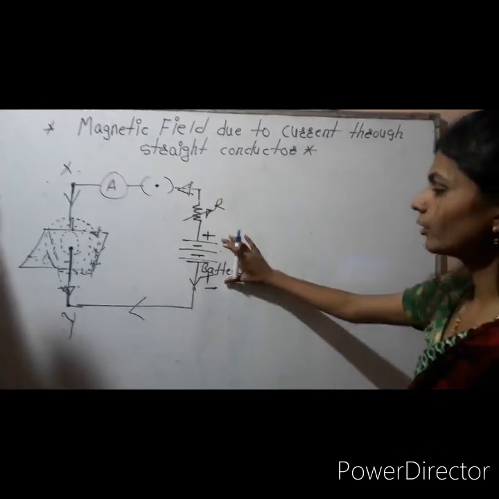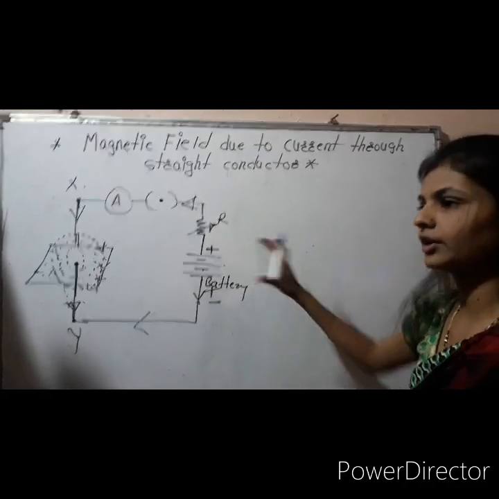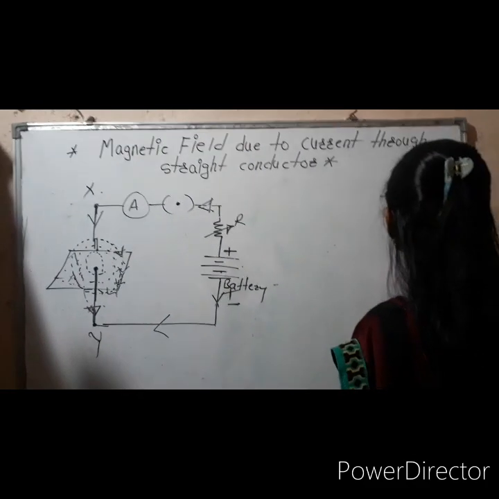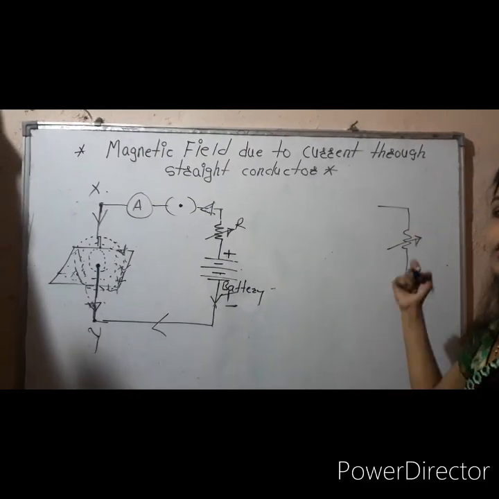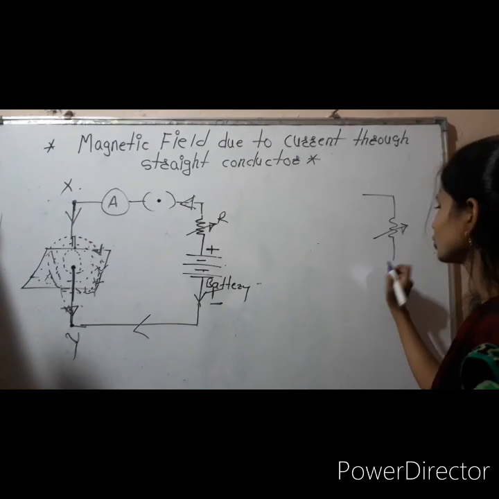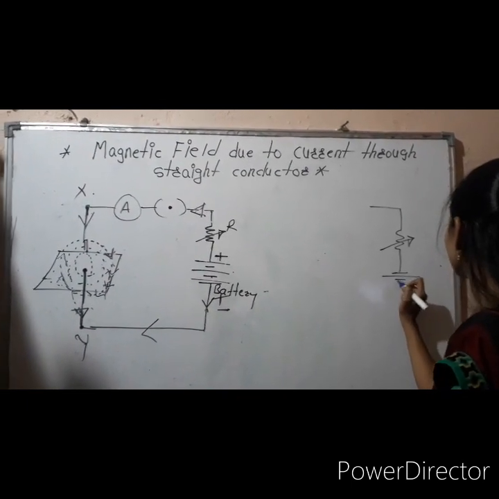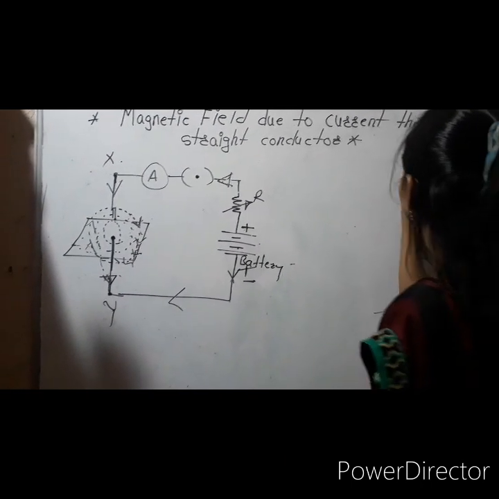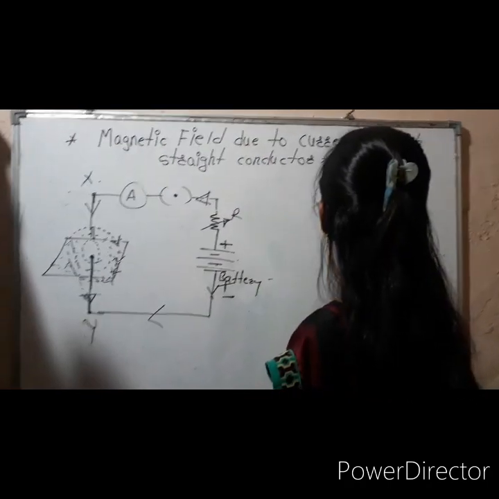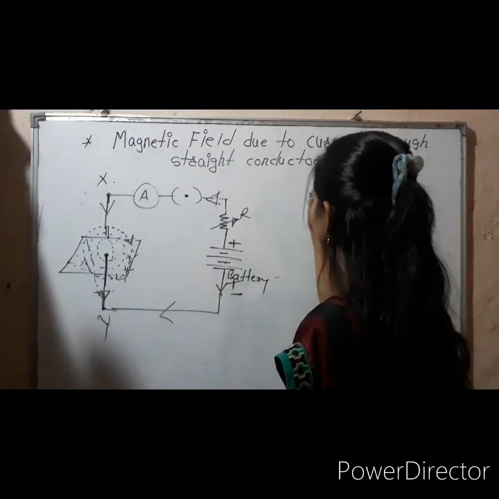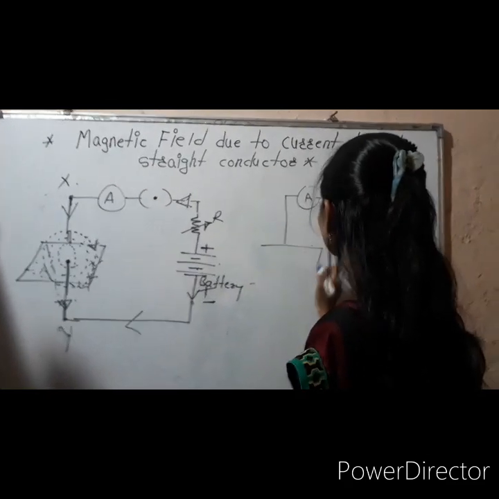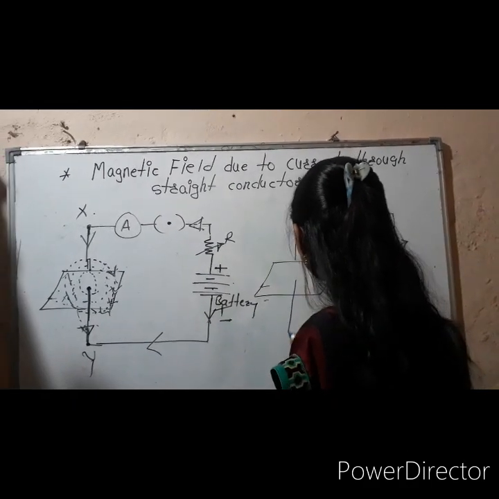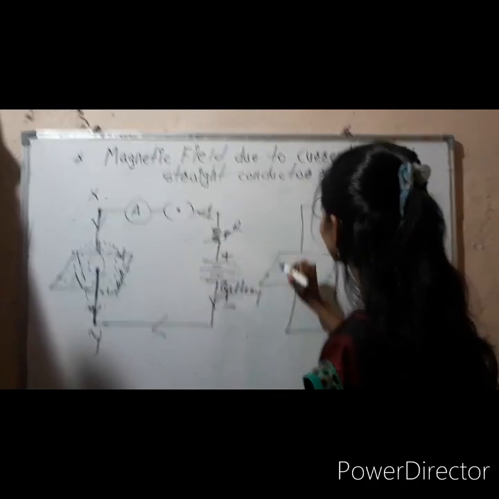Now when we are going to reverse the direction of the current, what will happen that time, just see. Once again connect one rheostat. This time we have to reverse the direction of current. Again we are going to connect one switch, and this ammeter is to measure how much current is flowing through the circuit. Once again we are going to connect one cardboard, with iron filings on the cardboard.